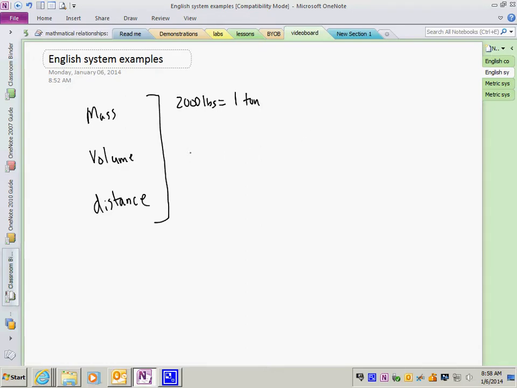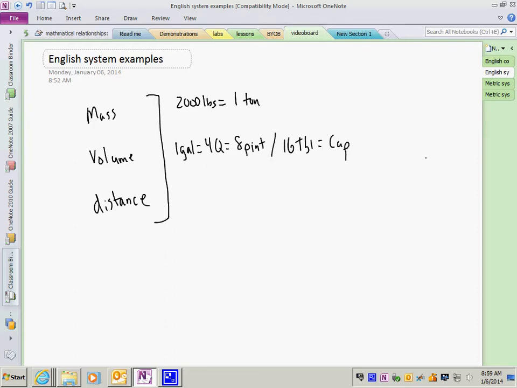Volume, for example, and there's lots of them we'll give in class. I'm not going to give all of the volume ones. There's 1 gallon equals 4 quarts, which equals 8 pints. So there's 2 pints in a quart, and then there's, for example, 16 tablespoons in a cup, and so on and so forth. 3 teaspoons in a tablespoon.